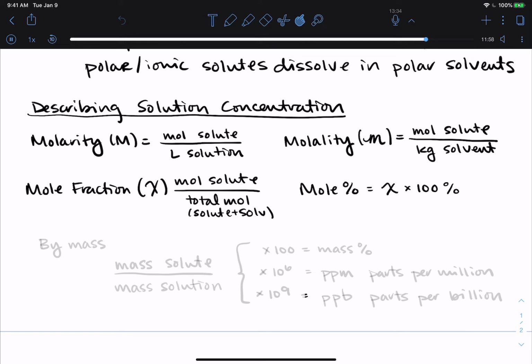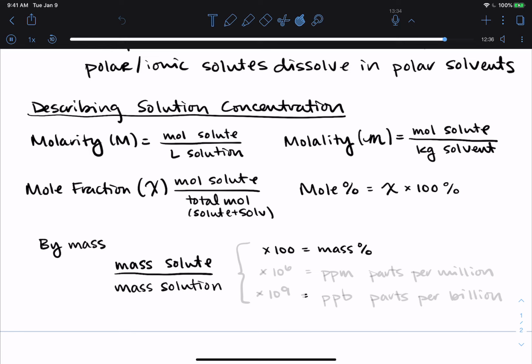And the last three: everything that we have done so far has been by moles. We have a set that we can do by mass. We've done something like mass percent before. So for mass percent, we did mass of solute over mass of solution. And then if you take this and multiply by 100, you get a mass percent.